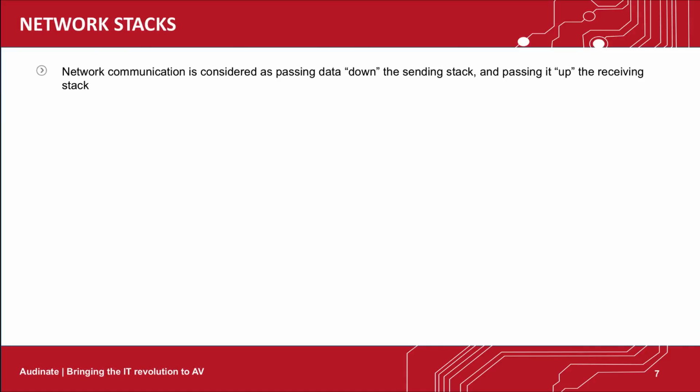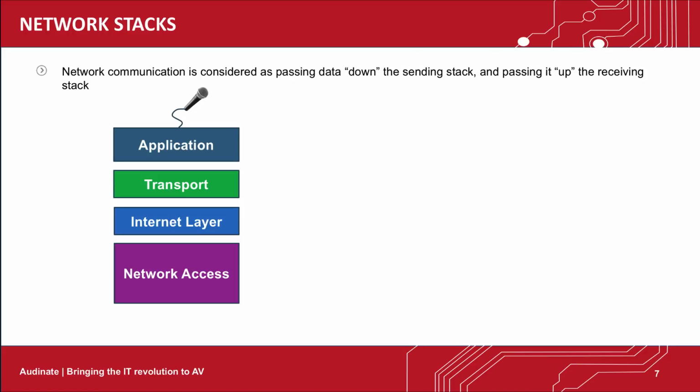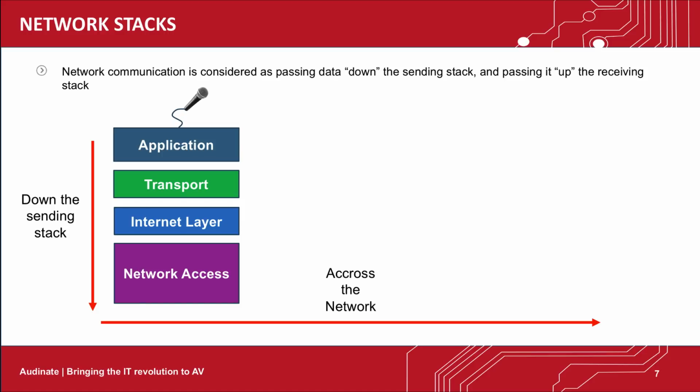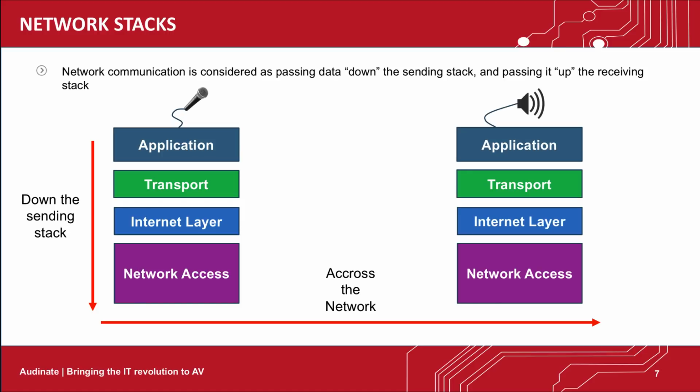Network communication is considered as passing data down the sending stack and passing it up the receiving stack. Here we have a microphone connected on the application layer. The microphone is supplying data to the application layer. Then we send this data down the stack, across the network, and then up the stack where we have a loudspeaker attached to our application layer.